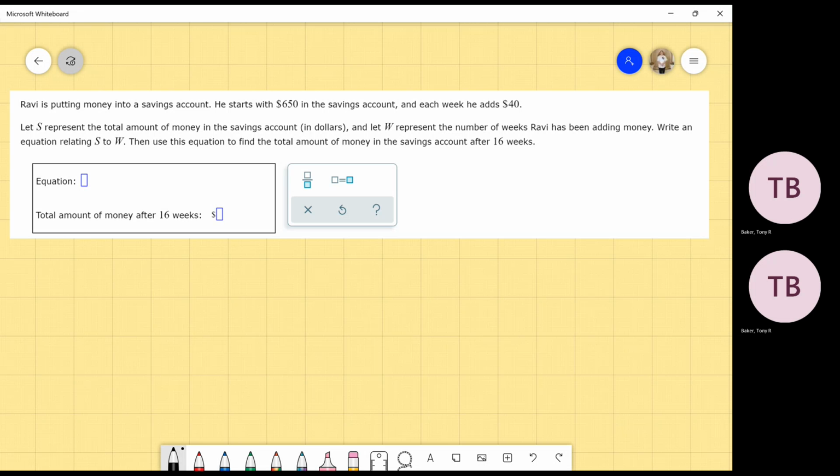All right, last 9 topics. So some of these are word problems, some of them are not. The first one happens to be a word problem. So it says Ravi is putting money into a savings account. He starts with $650 in the savings account, and each week he adds $40. So we're going to let S represent the total amount of money in the savings account, and W represents the number of weeks he's been adding it. We want to write our equation.